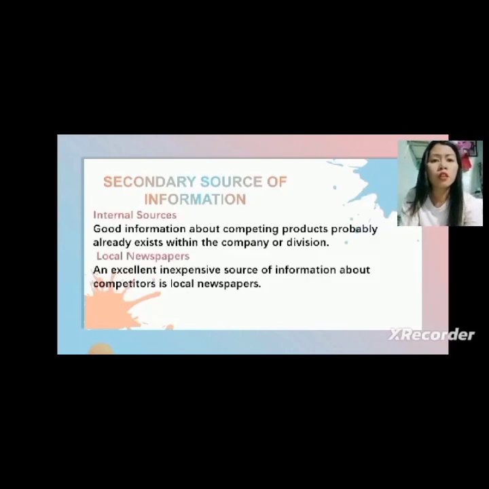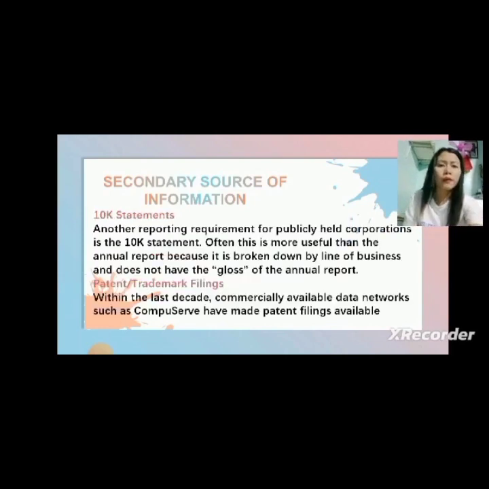The first is internal sources. Good information about competing products probably already exists within the company or division. Next, local newspaper. An excellent and inexpensive source of information about competitors is the local newspaper. Ang makikita lang yung mga balita dito lang sa Pilipinas, local lang.